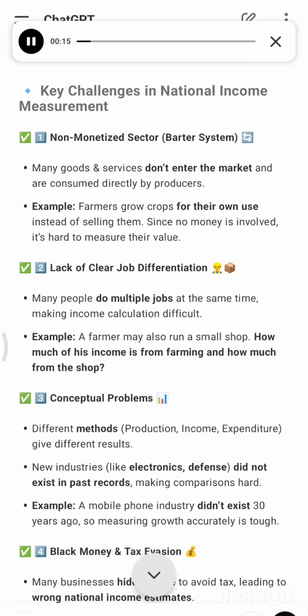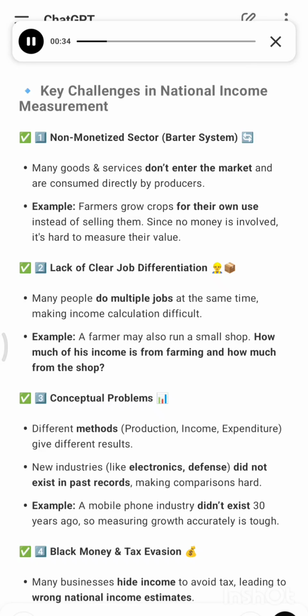1. Non-monetized sector, barter system. Many goods and services don't enter the market and are consumed directly by producers. Example, farmers grow crops for their own use instead of selling them. Since no money is involved, it's hard to measure their value.